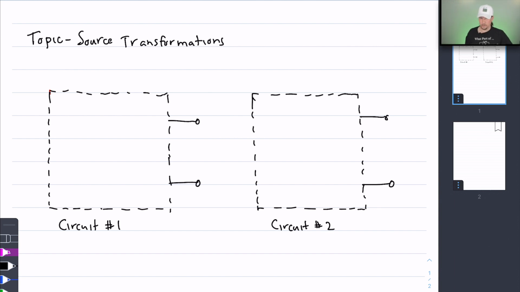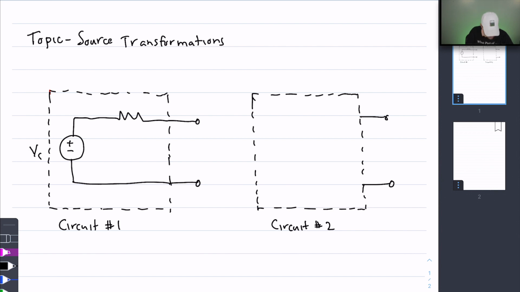Now, suppose that I go to circuit number 1 and I take off the lid, and I find a resistor here that happens to be in series with a voltage source. And the voltage source has this particular polarity. I'm going to call the value of this voltage source Vs and the value of this resistor Rs. Right? So the key thing is we have a voltage source in series with a resistor.